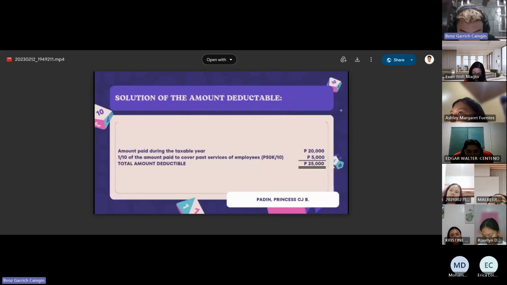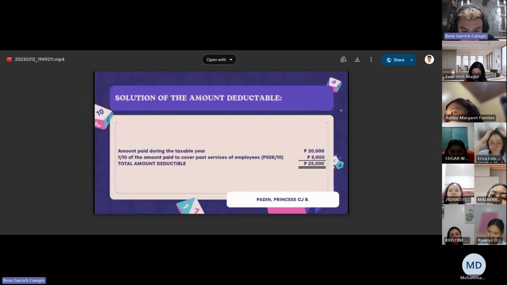The amount paid during the taxable year is 20,000 pesos. We will then get 1/10 of the amount paid to cover past services of employees. So 50,000 pesos divided by 10, we will then get 5,000 pesos. The total amount deductible would then become 25,000 pesos. After 10 years, the amount deductible would only be the amount paid for the taxable year because after 10 years, the 50,000 pesos shall have been amortized.